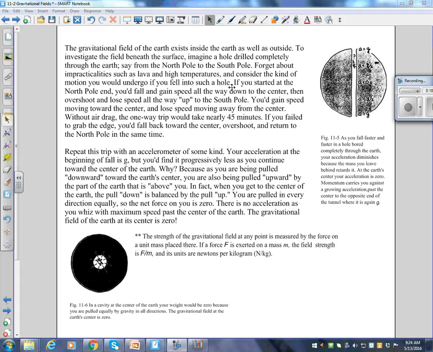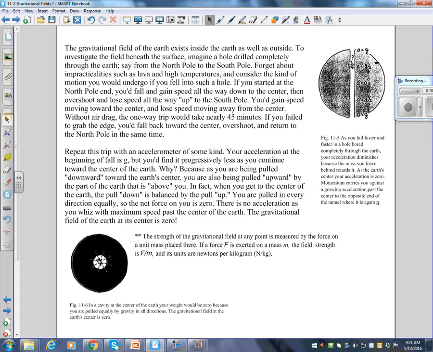I can't remember. Maybe. So, if you started at the North Pole, you'd fall and gain speed all the way down to the center. So, you're a little man here. I'll draw him in red so you can see him a little bit better. Okay, so there's the guy. He jumps in the hole. He would accelerate all the way to center, and then he would just hover there, right? Just hang out there at the center for the rest of his life. No? What would he do?